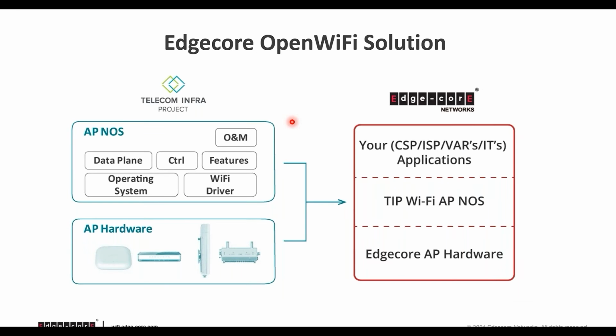And let us talk about the Edgecore Open Wi-Fi solution. Edgecore contributes a series of access points to TIP, and they load the Open Wi-Fi network operating system, like OpenWRT, and TIP Open Wi-Fi continues to develop the features. And Edgecore will provide the latest software features from TIP and enhance the web GUI settings for customers. So it is not native from the chip directly.